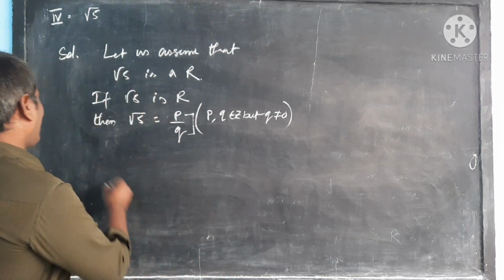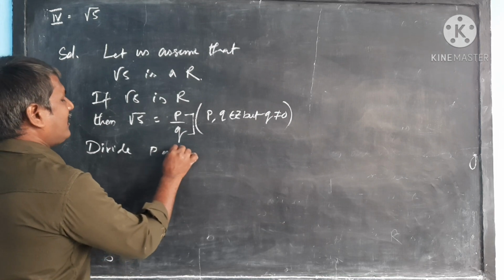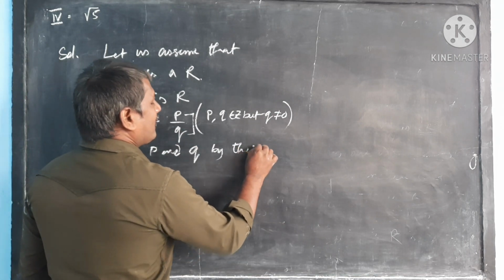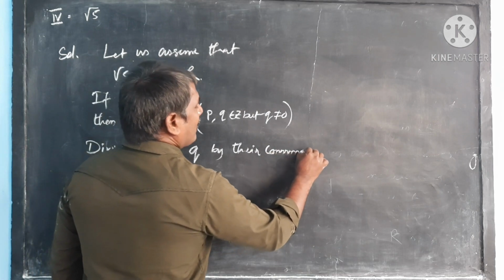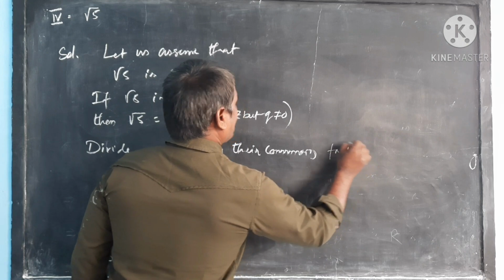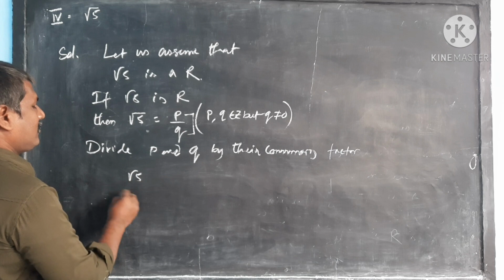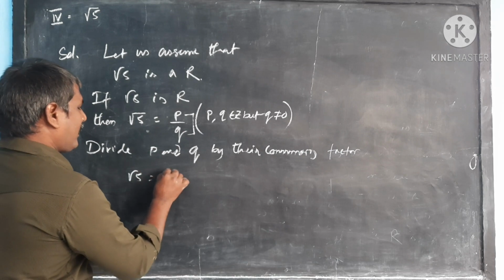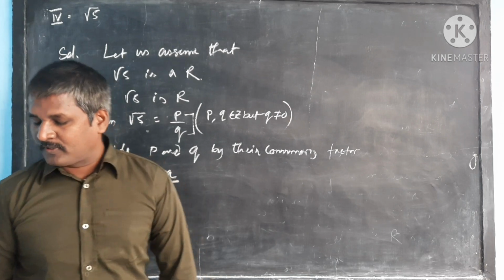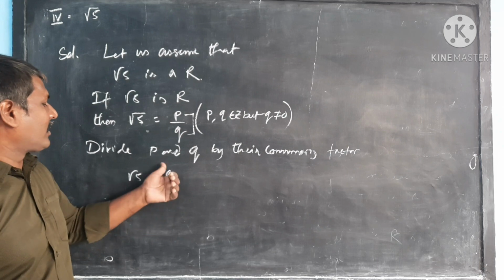So now divide p and q by their common factor. Then we get root 5 is equal to a by b. So how is it possible? If p by q is cancelled, then you get a by b.